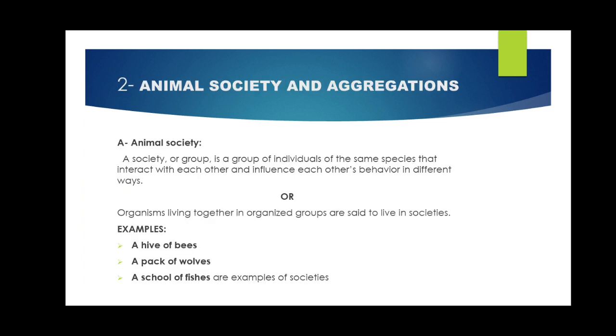Then there are the animal societies and aggregations. A society or a social group is an individual or a group of individuals of the same species that interact with each other and influence each other's behavior in different ways. Or, the animals or organisms living together in organized groups are said to live in societies, just like human beings.